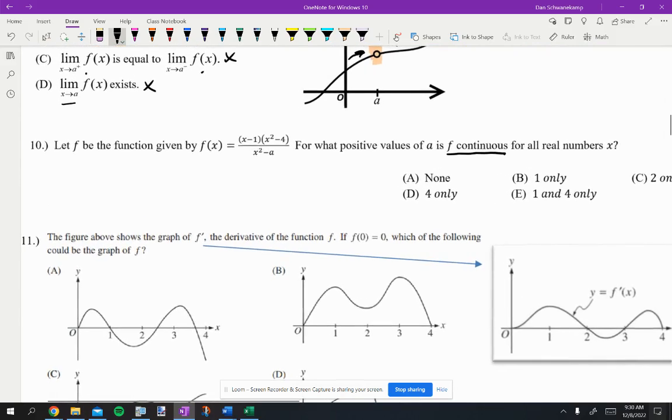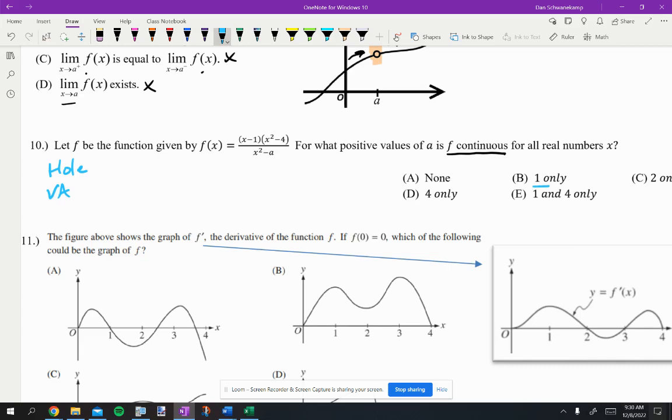Okay, a reminder, when is a function not continuous? If I have a hole or a vertical asymptote. Those are the two times where it is not continuous. So let's plug some stuff in. Okay, let's look at the multiple choice answers.